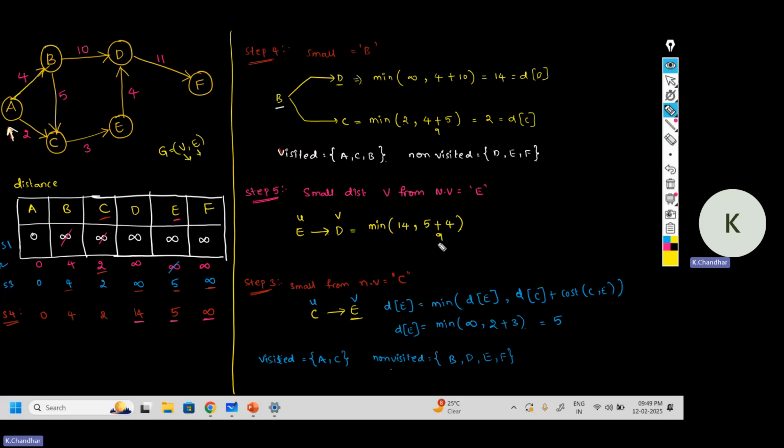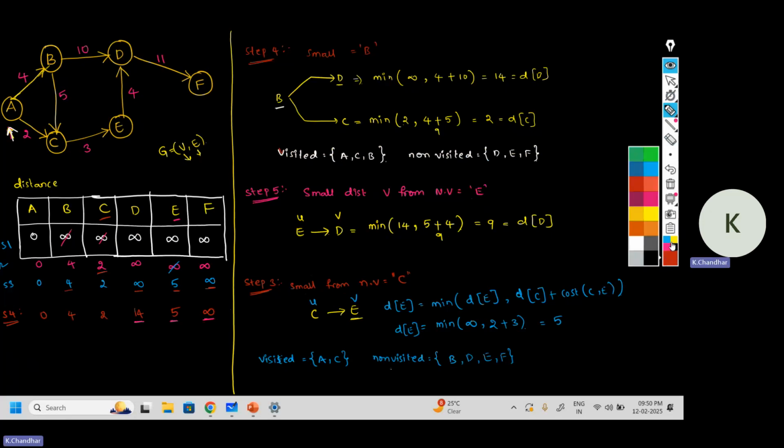So will you go with the 9 distance or the 14 distance? The 9 distance. So I am going to pick this one as 9 and update this value at the distance at D. So let us see what the updated value is at step number 5.